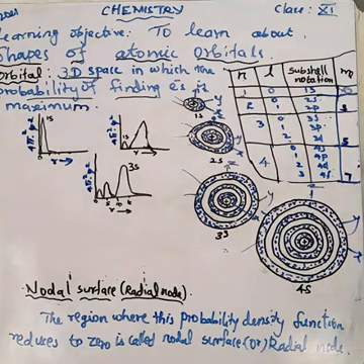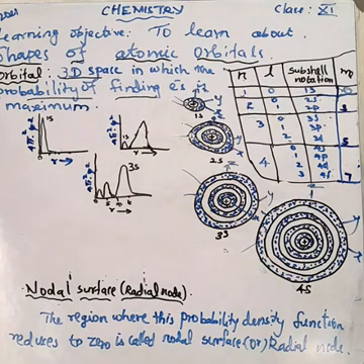Now we are going to study the shapes of the atomic orbitals. The atomic orbitals differ in shape. That is, the electrons they describe have different probability distributions around the nucleus. That is why the orbitals have different shapes.